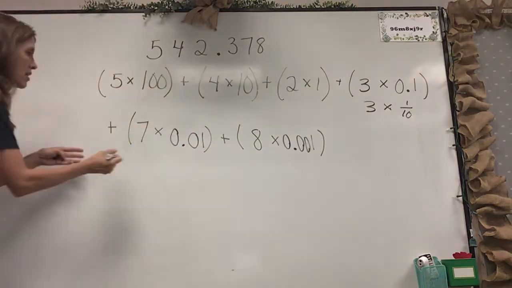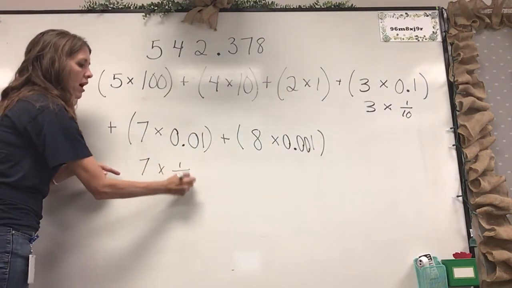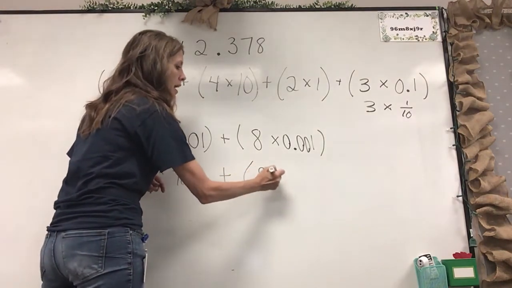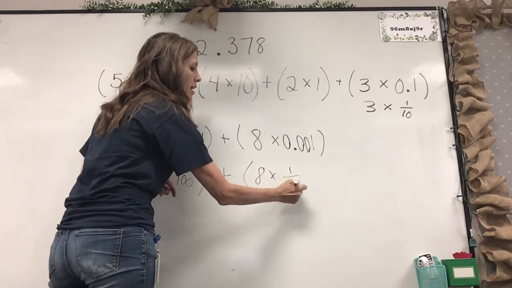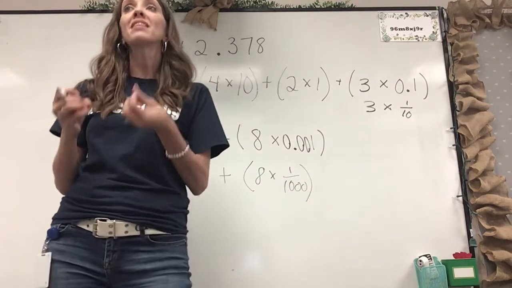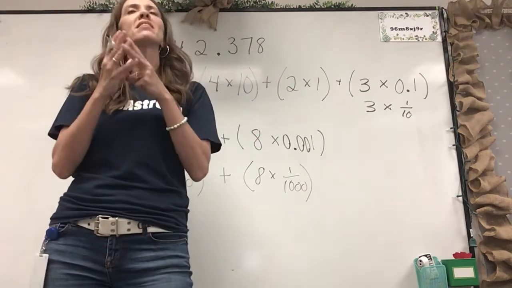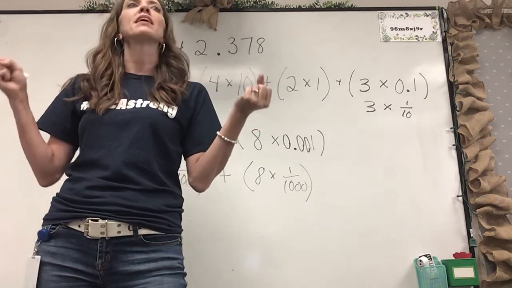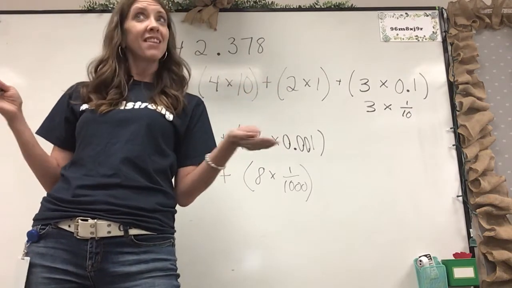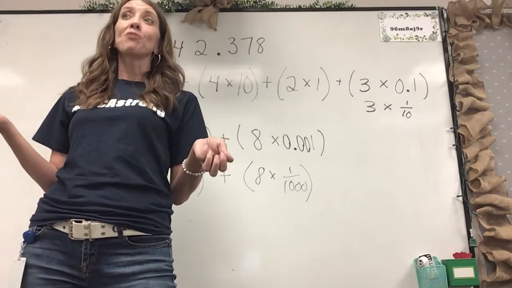Okay, this one would be 7 times 1/100th plus 8 times 1/1,000. It will ask you what it wants. It will say, write this in expanded form using decimals, or write this in expanded form using fractions. It'll tell you what it wants. If it doesn't, then you can do whatever you want. Got it? Now, you want to try some?